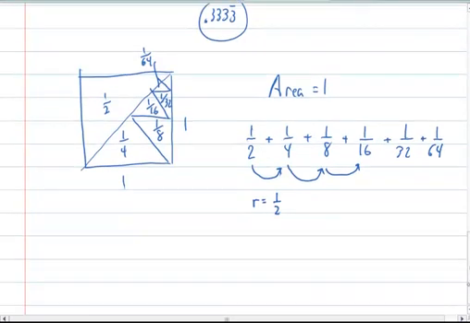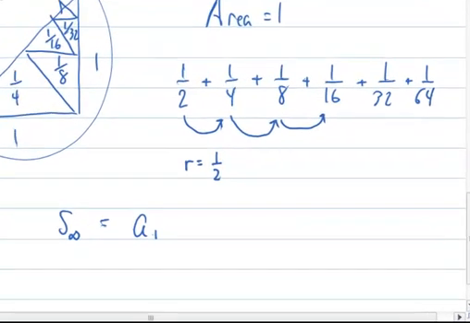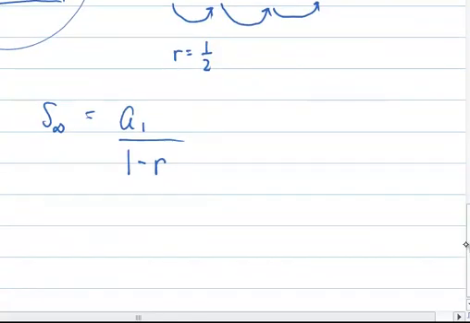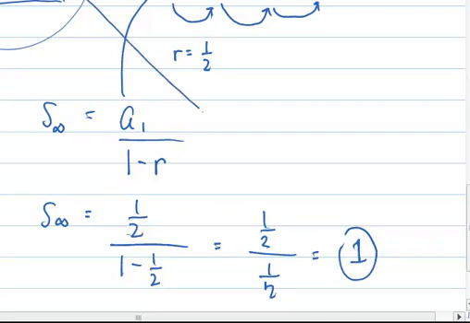So this fits the build of my geometric series, and if I add up my infinite sum, if I were to continue this problem and keep dividing it for all eternity, the sum would be equal to my first term divided by 1 minus my geometric ratio. So the infinite summation would be 1/2, because that was the first term, divided by 1 minus 1/2, which is 1/2 divided by 1/2, which again is equal to the area that we said we had before of 1.